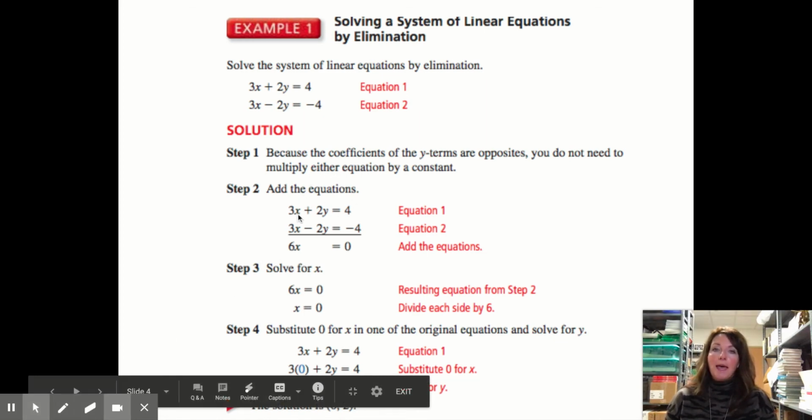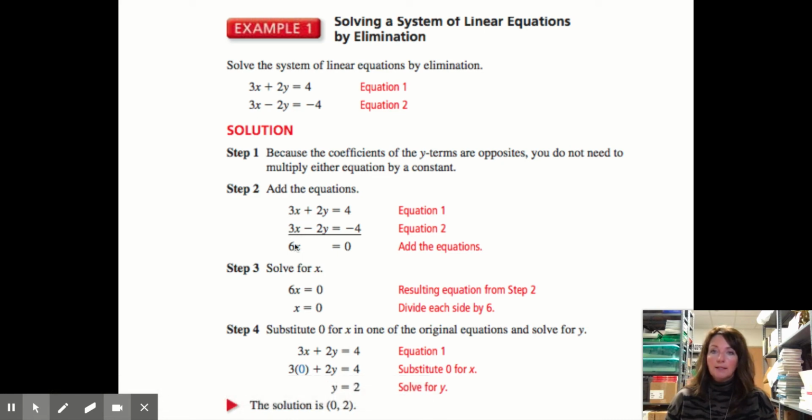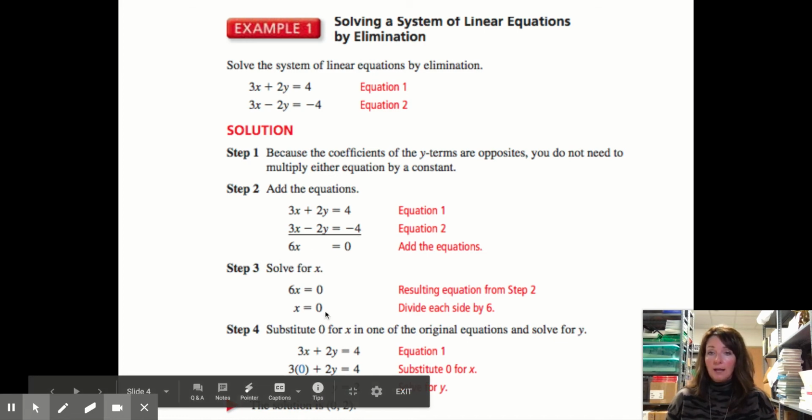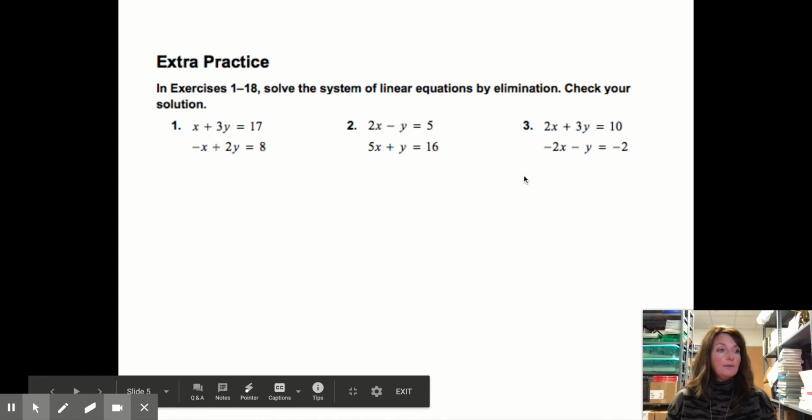And so what we mean by add, we would literally add the like terms. So 3x plus 3x is 6x. This +2 and -2, they cancel out, and 4 minus 4. So now we're solving for x, and we get x is equal to 0. Now we can substitute it back in. So let's give this a try.